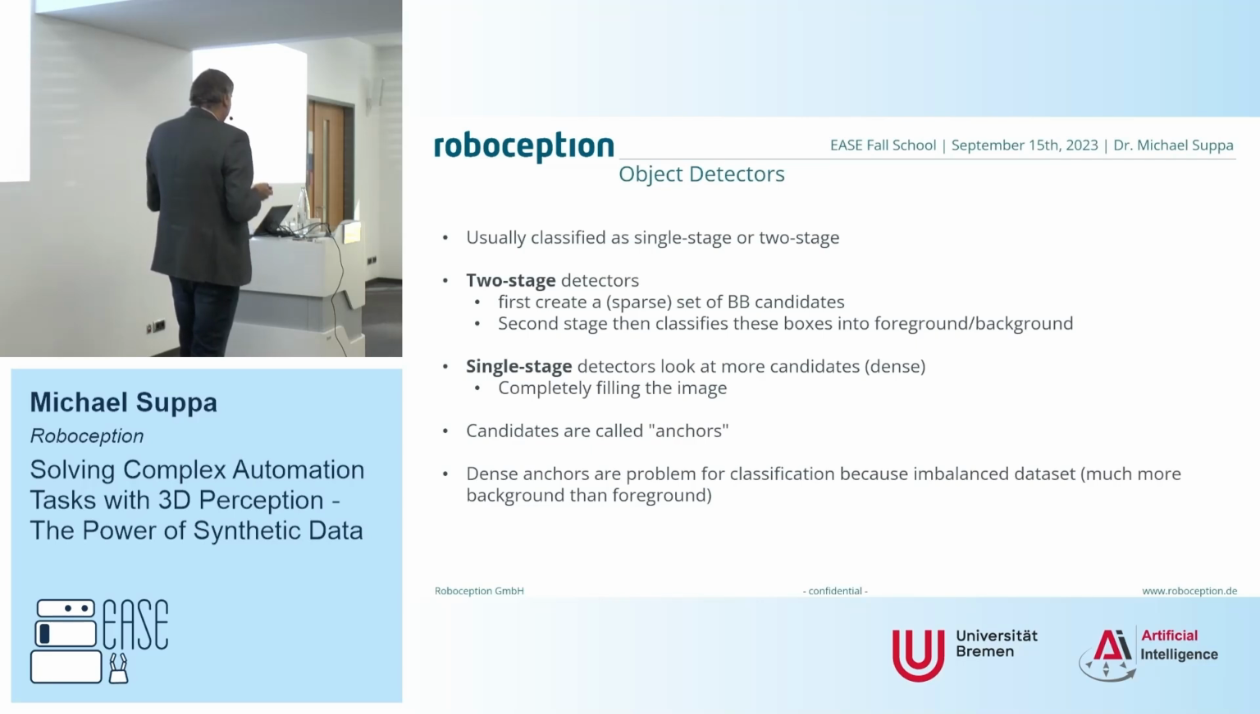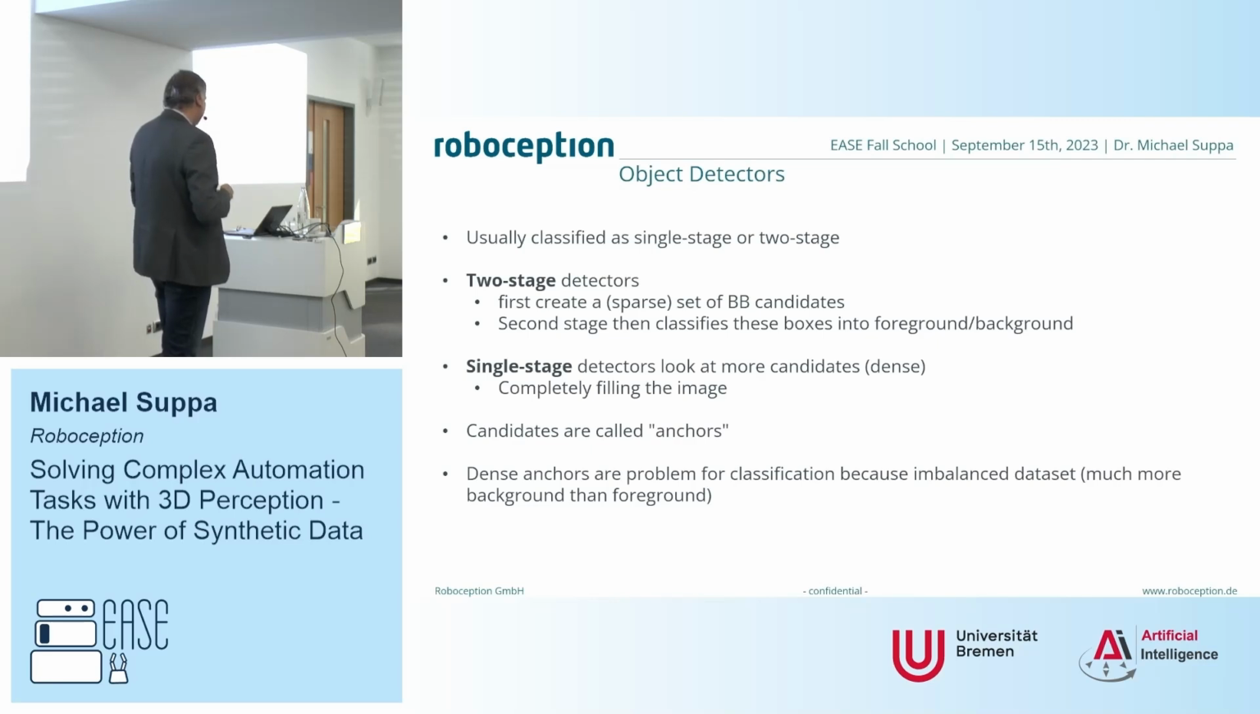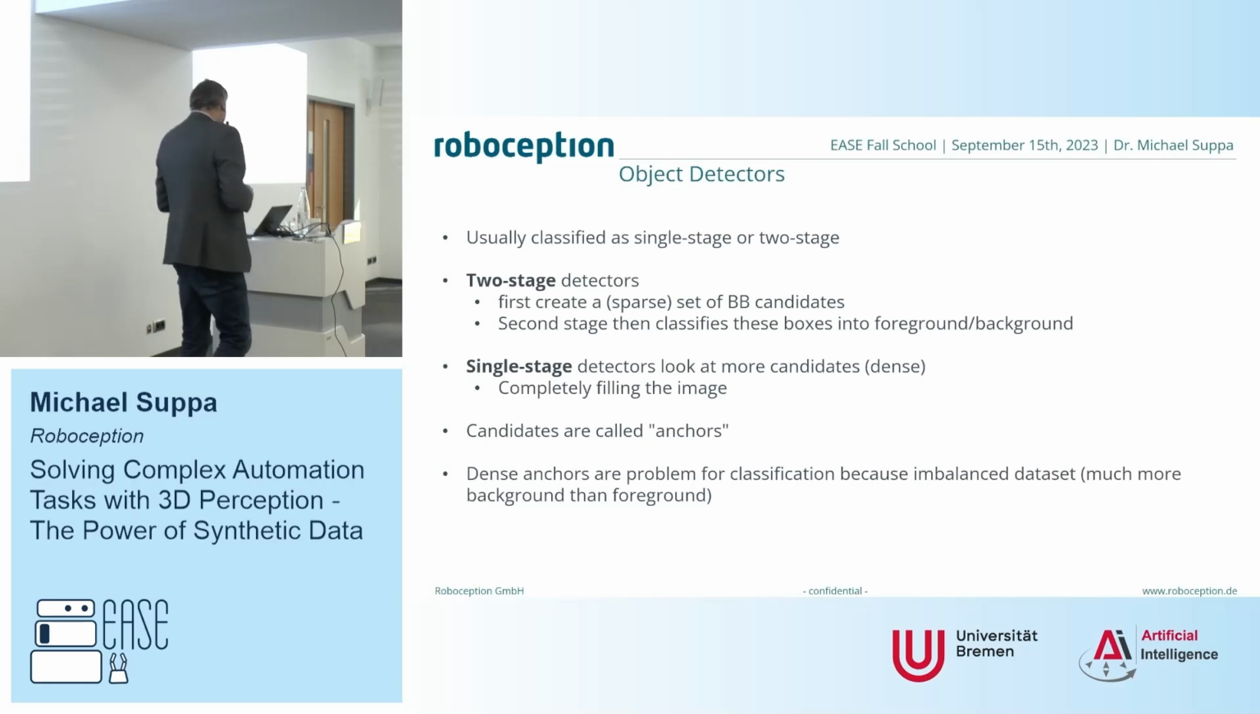You can do it single stage or two stage. I mentioned that already. Two stage would be you're creating a sparse set of bounding box candidates, and in the second stage you classify them into foreground and background. The single stage is that you look at more candidates, dense, and completely fill the image. The candidates that you're getting you usually call anchors, and the dense anchors are actually a problem for the classification because of the imbalanced data set. You have much more background than foreground. And I will show you some details, especially when it comes to bin picking, and you have multiple objects of the same kind on top of each other. This may result in some problems here.